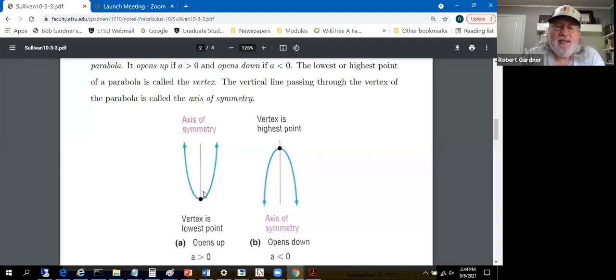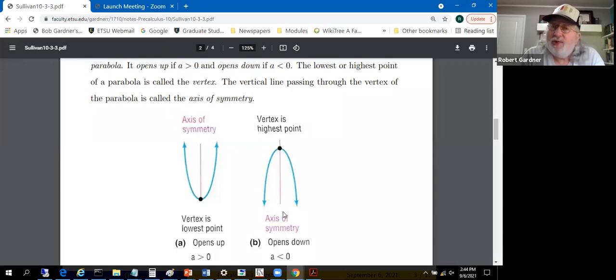And we were calling this a key point in the previous example. It's the vertex, and it is a key point. Certainly if we do transformations, following how that vertex moves in terms of shifts is going to be an important way to determine the graph of the result. The vertical line passing through the vertex of the parabola is called the axis of symmetry. So the axis of symmetry is the vertical line passing through the vertex.